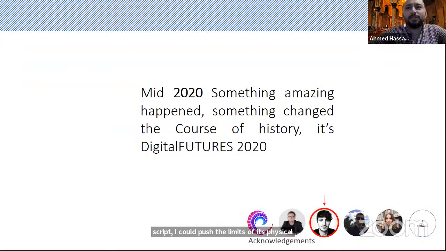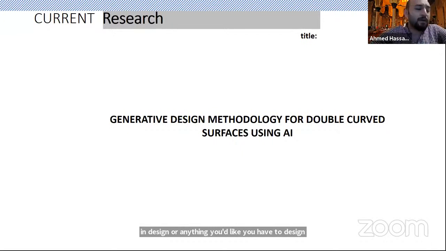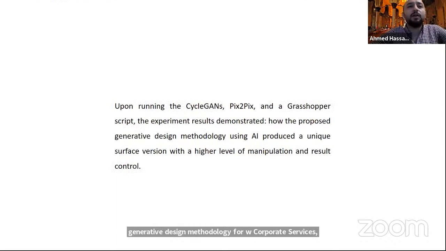And in mid-2020, something amazing happened. Something that changed the course of history from my point of view. It's Digital Futures 2020. I got lucky to attend a workshop by Daniel Pluyan about using AI and a few lectures by Professor Neil Leach on how you can implement this technology and experiment with techniques, either in design or anything you would like. You have to design the network and use it. So I worked on an idea which I followed up and published about a generative design methodology for double curved surfaces using AI. It's about running CycleGANs, Pix2Pix, and Grasshopper scripts.